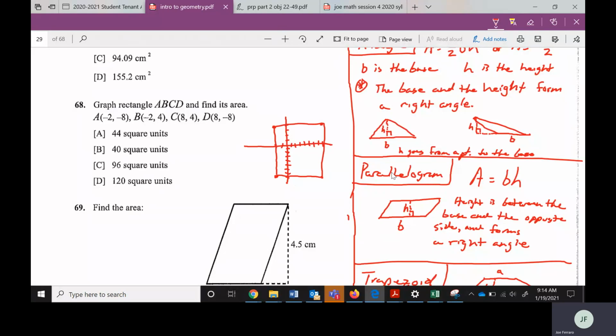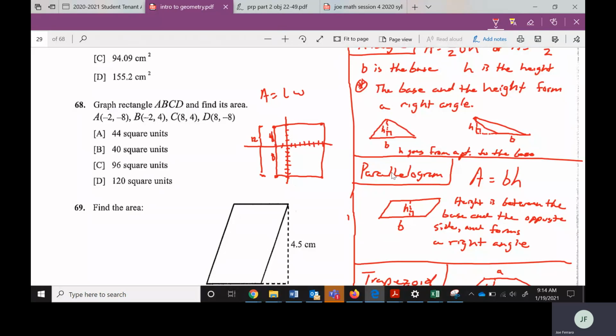Okay, so now we just got to label the length and the width here. So this one was -2, -8. So that was 8 down and -2, 4, 4 up. So this was 8 down, this was 4 up. So that width from here to here is 12. Okay, so if we're saying area equals length times width, we'll fill that in a second.